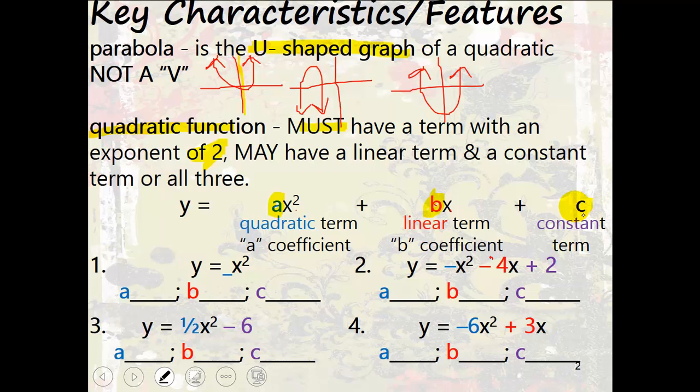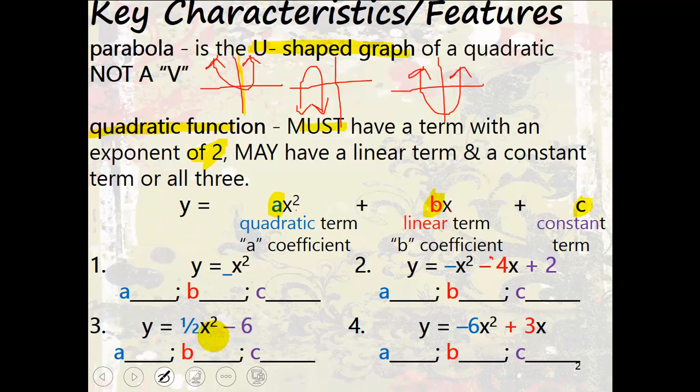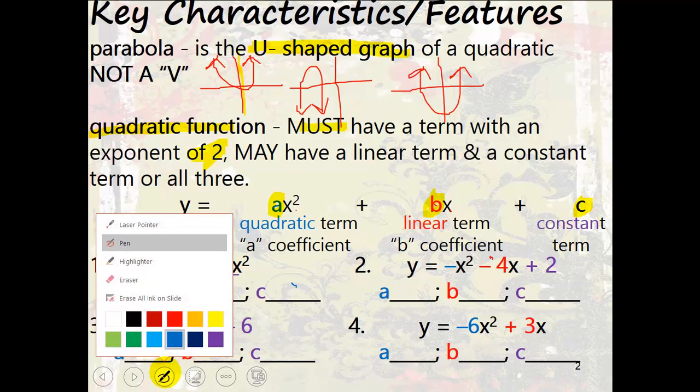So let's take a few minutes and identify A, B, and C in each of these quadratic equations. Now this underscore right here, that is not a typo. I put it there because a lot of students forget that if there isn't a number in front of a term, then it's assumed to be 1. So that's a 1. Do I have an x term? No, so that means my coefficient has to be 0. Do I have a constant? No, that means my constant has to be 0.